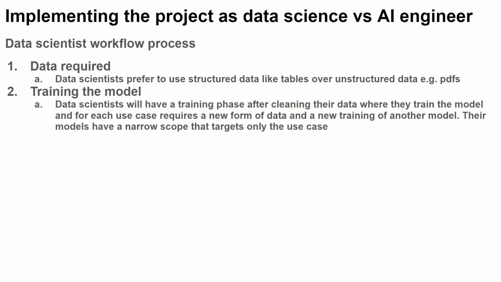Data scientists will have a training phase after cleaning their data where they train the model, and for each use case, it requires a new form of data and a new training of another model. Their models have a narrow scope that targets only the use case. So in this case, it would mean that the data the data scientists would get would be specifically about movies and movie recommendations, how to properly recommend movies, and how to determine what a customer likes based off the movies they've watched. Then afterwards, they train their model on that data.